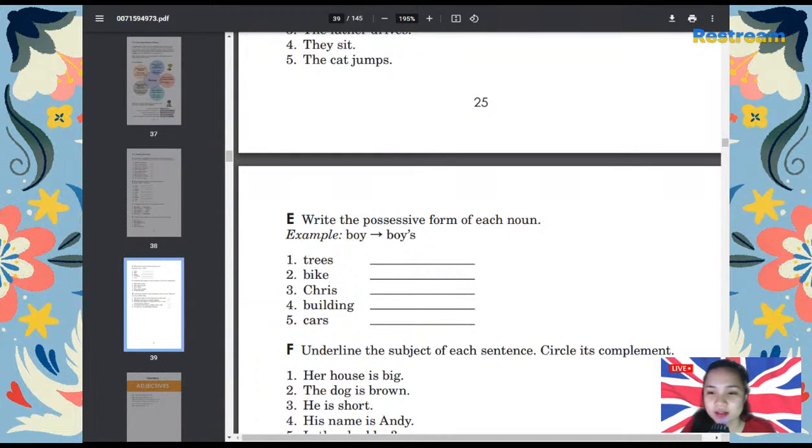Okay, so now let's go to number two. How about this number two? Bike. What is the possessive form of bike?